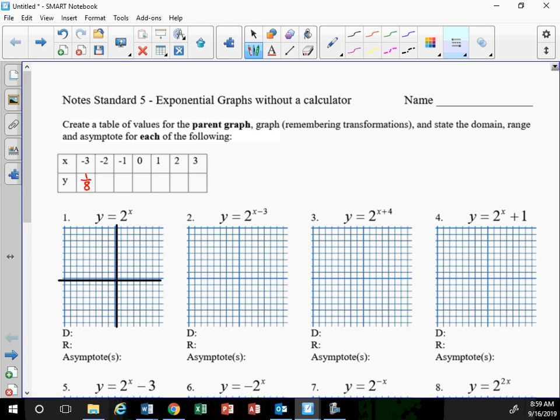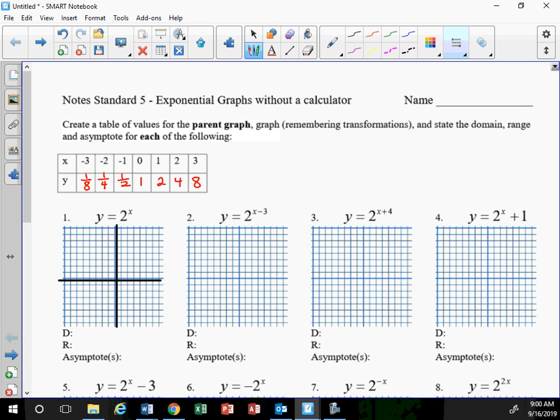So if x is -2, what am I going to get? 1/4. Good. What about if x is -1? 1/2. All right, weird one. When x is 0. 1, yeah. When x is 1, 2. When x is 2. When x is 3, it'll be 8. What about when it's 2? 4. Okay. All right. I'm going to plot these points.